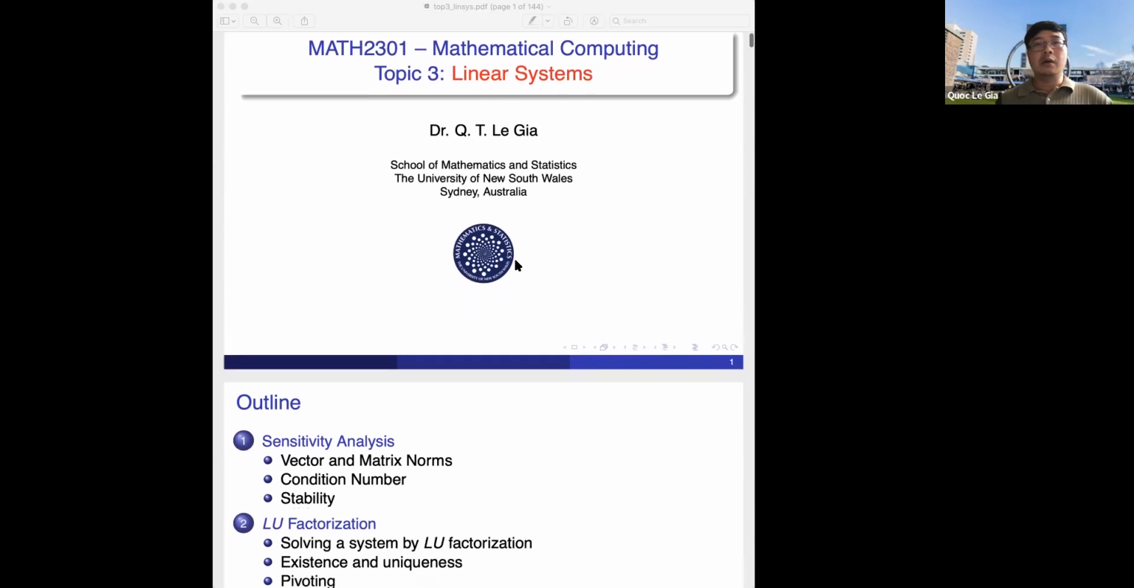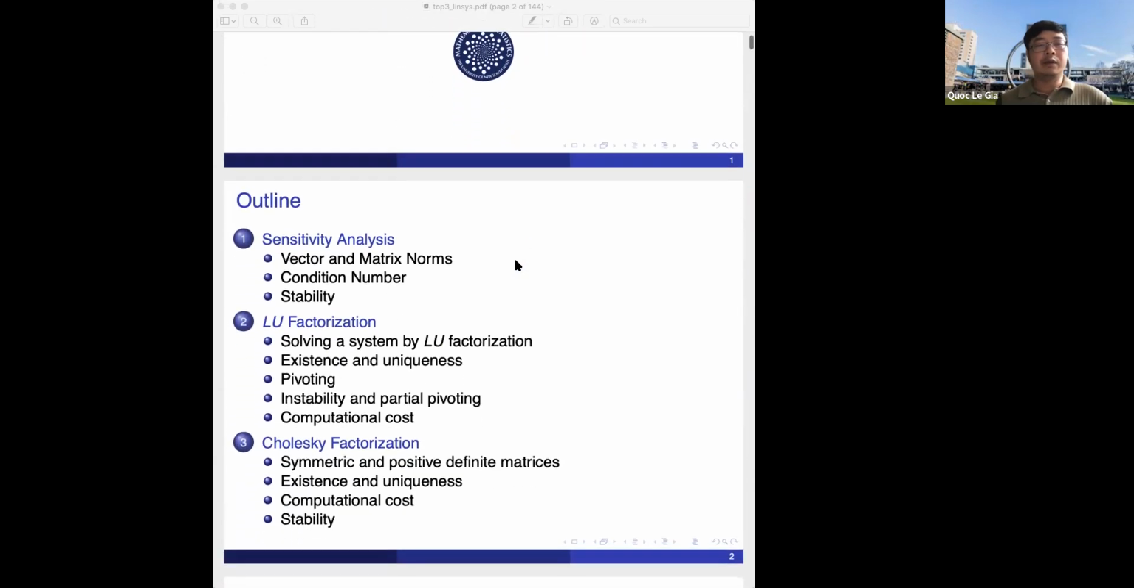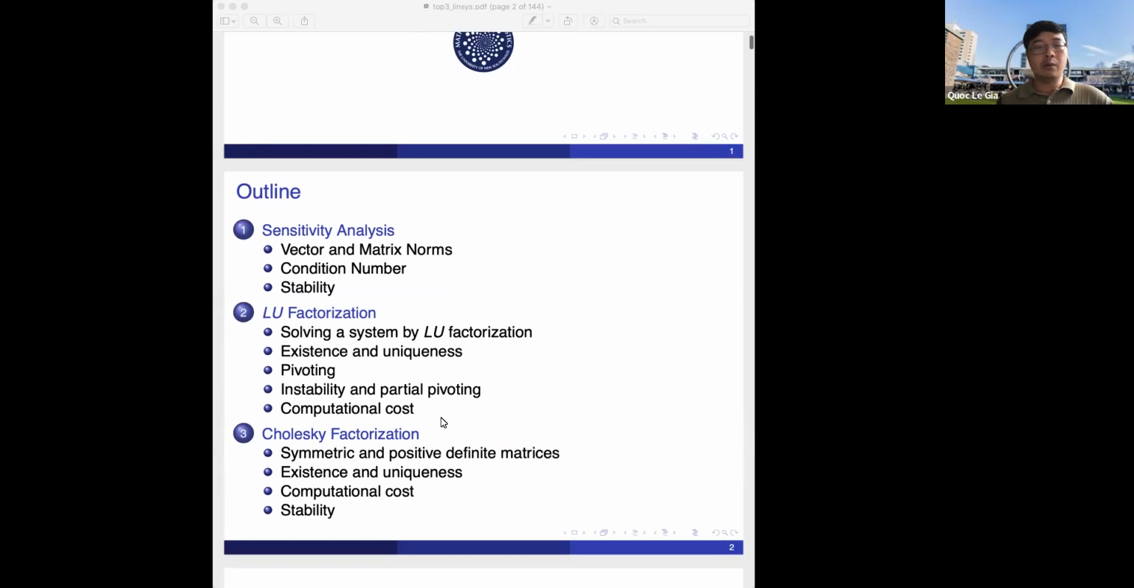Okay, so the rough structure of this chapter is, first we will talk about matrix norms and vector norms, condition number, stability, and then we're going to talk about LU factorization. Essentially, you take a matrix and you decompose it into a lower triangular multiplied with an upper triangular. And we will show you why we need this LU factorization. And after that, we're going to talk about Cholesky factorization when you have a symmetric and positive definite matrix.